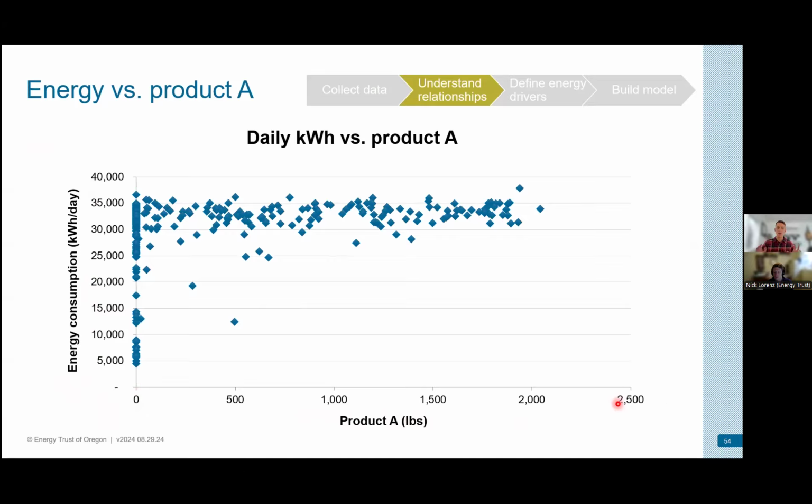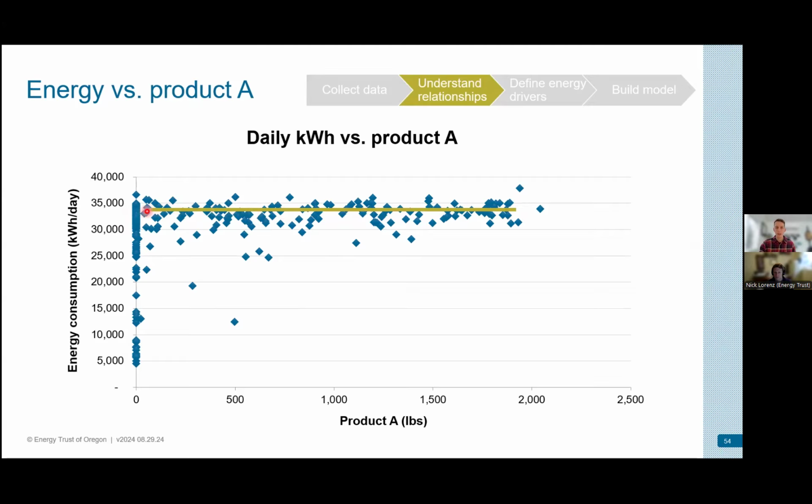Now, this data set looks quite a bit different, right? Still, each one of these blue diamonds is a single day. There's 365 in the chart. But now we see there's a whole lot of days where they're not making product A. Maybe they have product A, product B, product C, product D, all sorts of them. And on days when they are producing product A, the relationship is much flatter. So this green line represents the average expected energy use as the amount of product A changes. And that thing is just about as flat as they come.